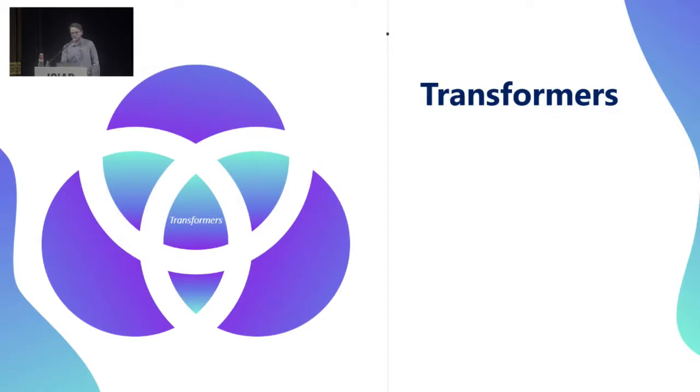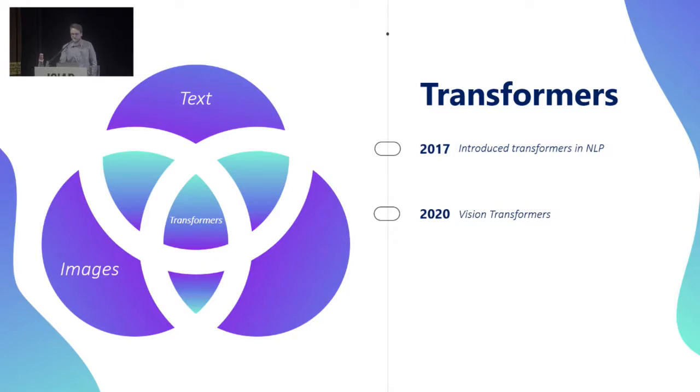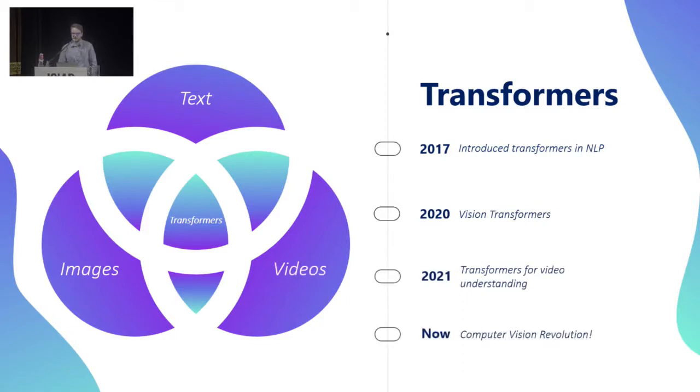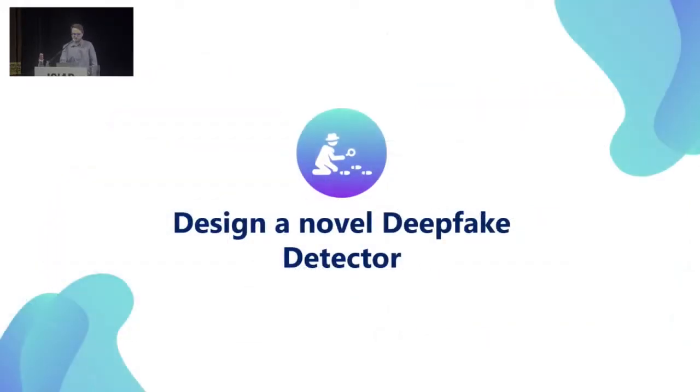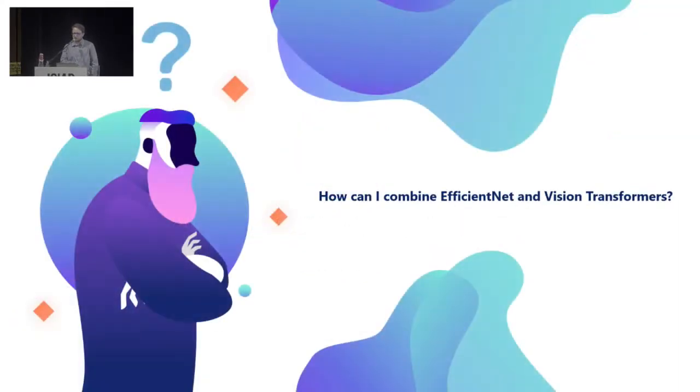But we want to exploit a different architecture, that is the transformer, an architecture introduced in natural language processing in 2017, but in 2020 came into the vision field with the Vision Transformer and with other variants for video understanding, and is obtaining a lot of impressive results on several computer vision tasks. So we asked, can we design a novel deepfake detector that exploits together EfficientNet, that obtains very good results in deepfake detection, and the Vision Transformers that seem to be so powerful on several vision tasks?